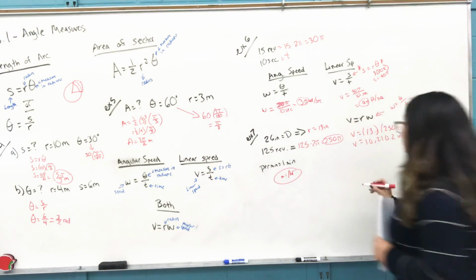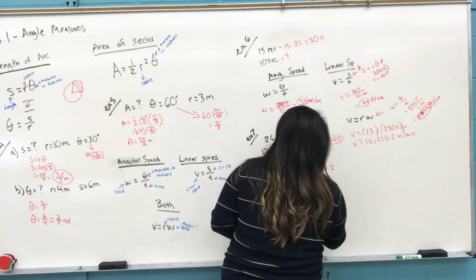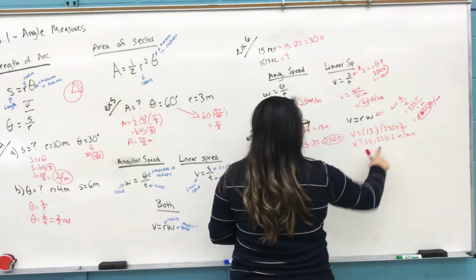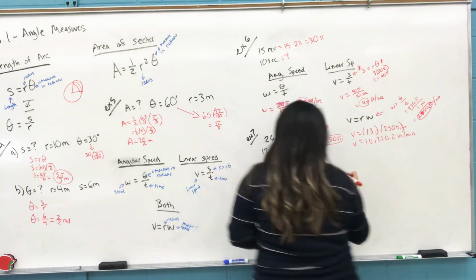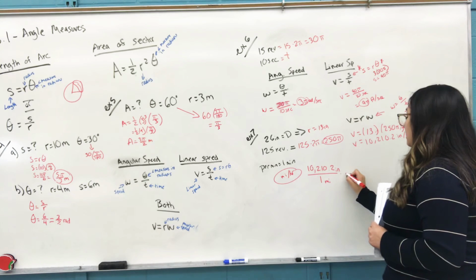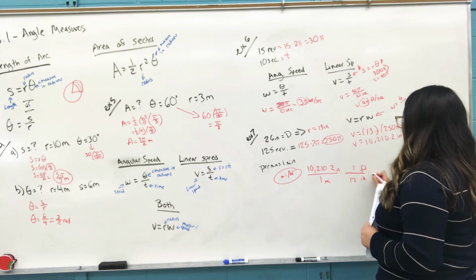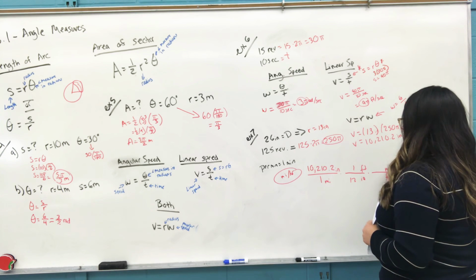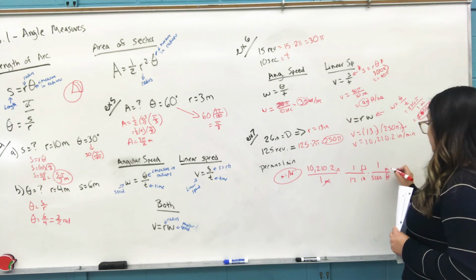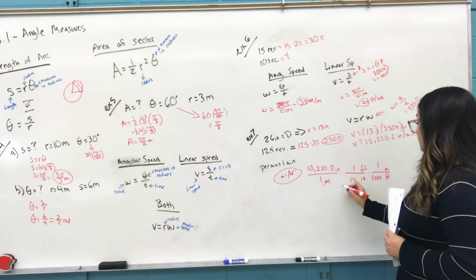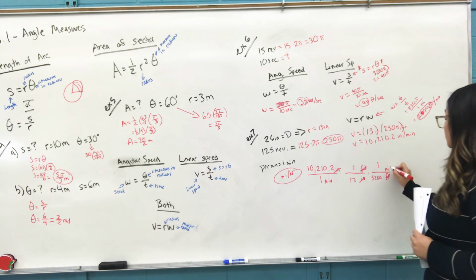Now, from this point, we have to start converting. 10,210.2 inches per minute, that's 1 minute. We have to convert inches to miles. So if I go ahead and do inches to feet, 12 inches and 1 foot, and then feet to mile. 1 mile equals 5,280 feet. This cancels out with, sorry, this is minute. Inches, feet, we have mile here.